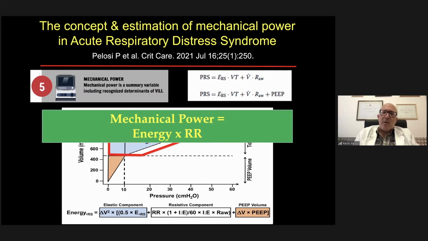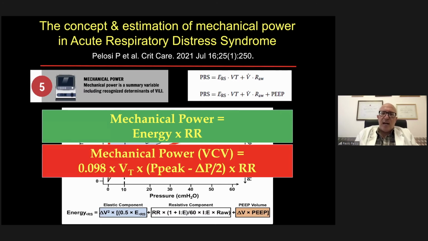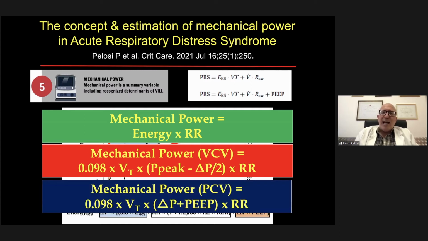So mechanical power is the energy times the respiratory rate and may be calculated in volume control as a fixed constant, 0.098, times tidal volume in liters times peak pressure minus driving pressure divided by 2, times respiratory rate, while in pressure control, again, it might be calculated as 0.098 times tidal volume in liters times driving pressure plus PEEP, times respiratory rate.